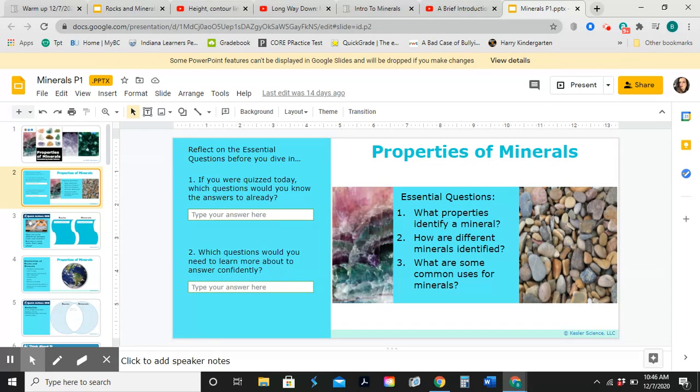What properties identify a mineral? How are different minerals identified? What are some common uses for minerals?